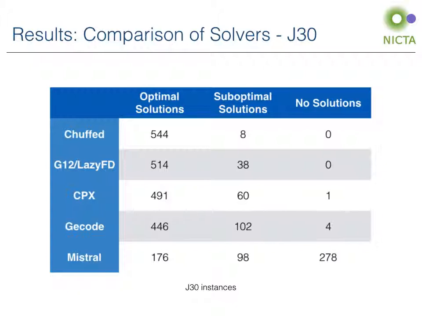This table summarises the results of the hard J30 instances when using the default search and a time limit of 10 minutes. As mentioned previously, Chuffed was able to solve all but 8 instances to optimality within the time limit, with the other solvers finding fewer optimal solutions.